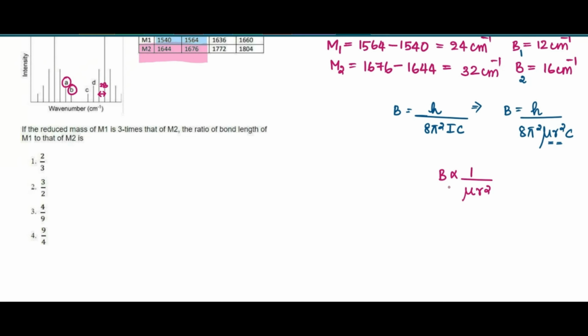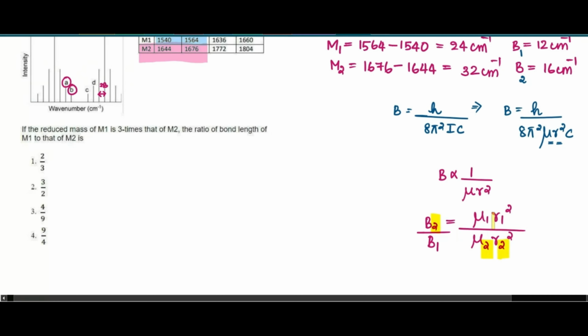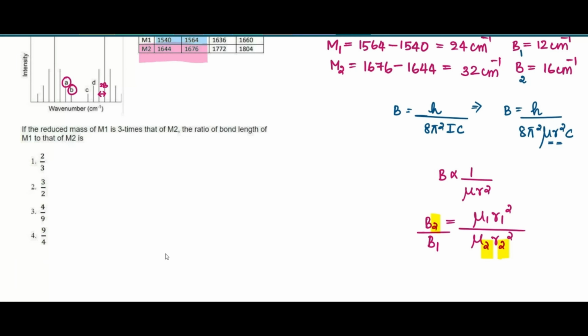So I have two molecules. For these two molecules, I can write B2 by B1, inversely proportional, is going to be equal to mu1 r1 square divided by mu2 r2 square. Since it is inversely proportional, 2 comes on the right side here, and similarly, the 1 in the denominator goes to the top on the right-hand side.